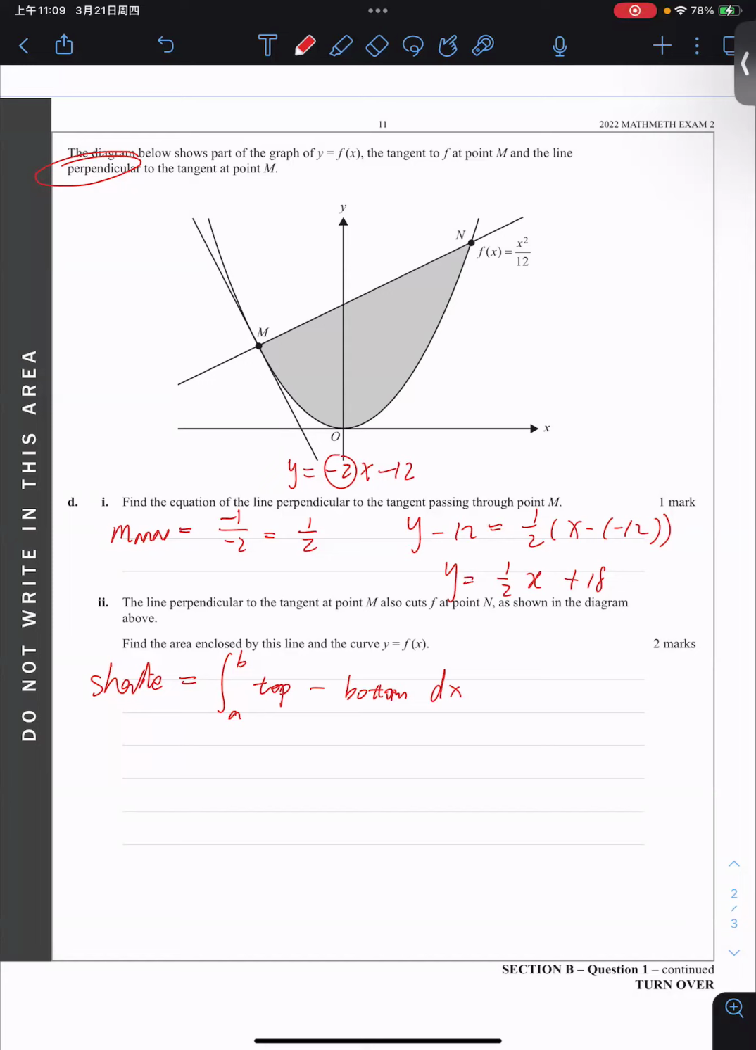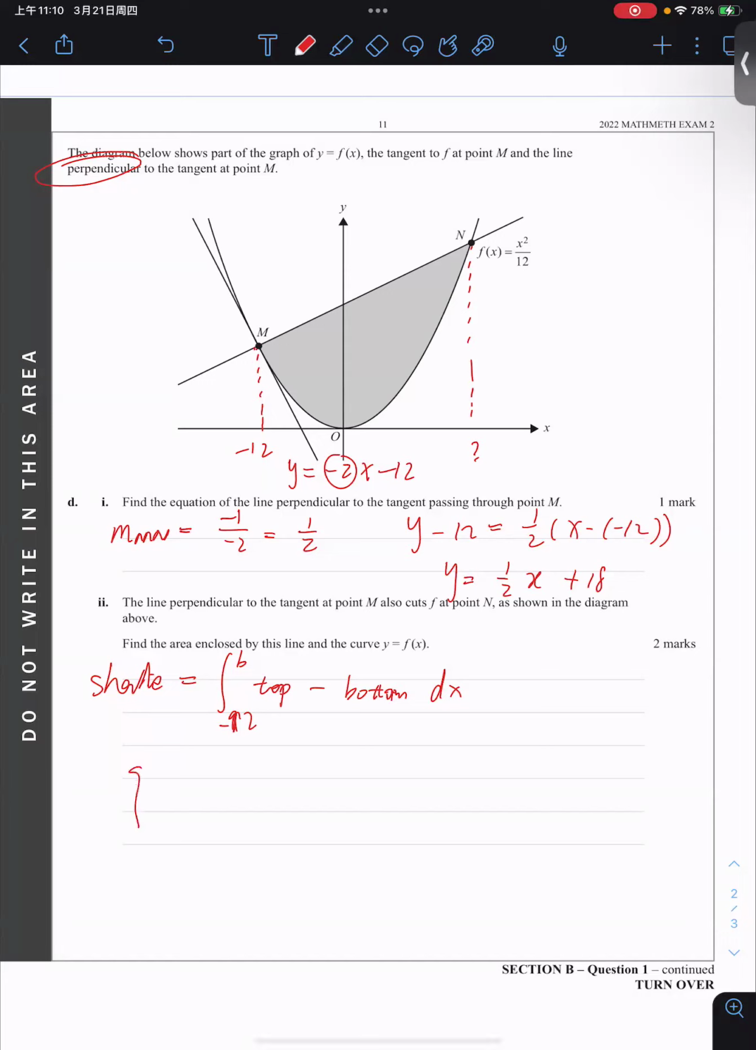Otherwise, you're going to get deducted marks. So let's look for the missing information for your puzzle. Do you know where the lower bound is? This is -12, so you know it is -12. Do you know what the upper bound is? You do not know. How can you find out the upper bound?